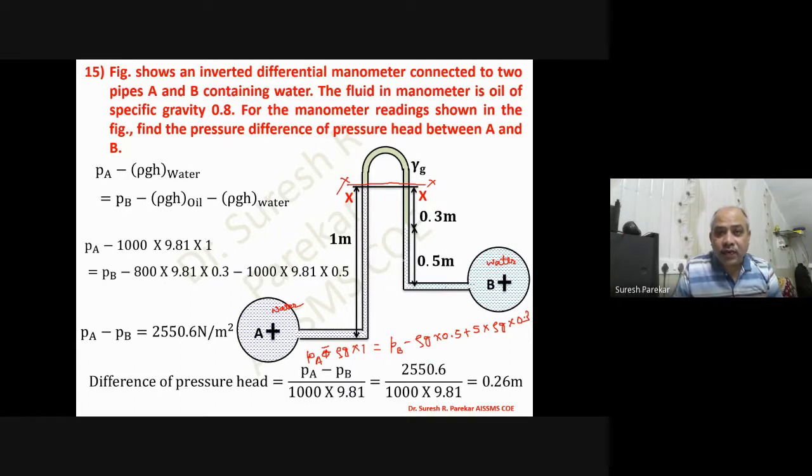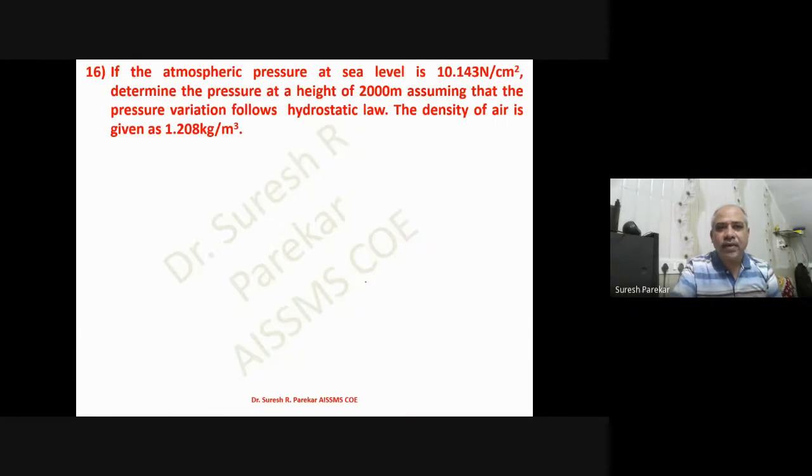And we are interested to find the pressure head. Now we know the formula: pressure is equal to rho g h. If you have to find out h, then you have to divide it by rho g. And then we are going to get this difference of pressure head. Then we have to use this hydrostatic law. So we are going to find out the pressure at 2000 meter above the atmospheric pressure. As we are going above, it is minus rho g h.